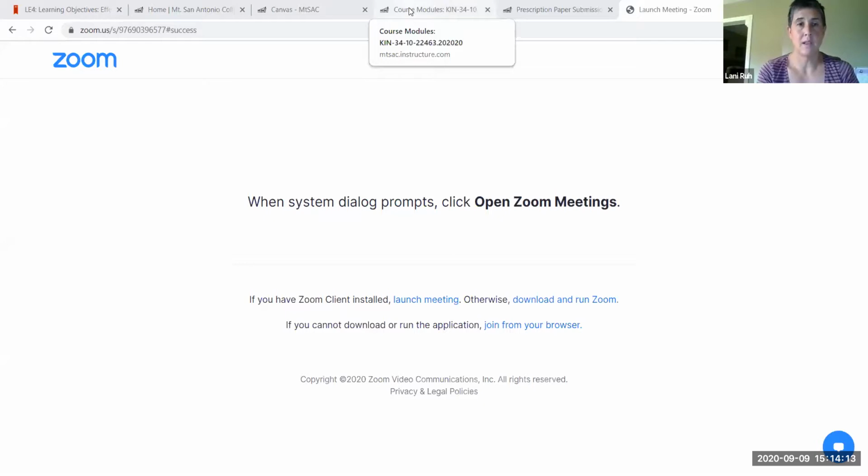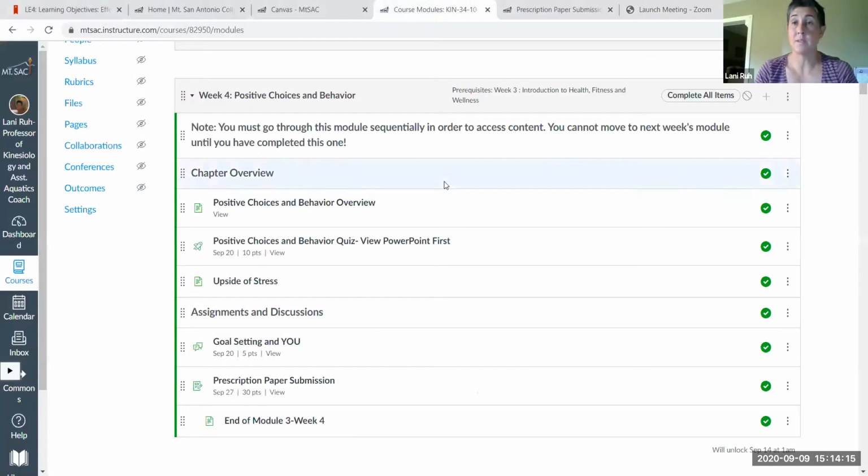First off, what we're going to talk about this week is behavioral choices, positive behavioral choices, and how we change our behavior. So that's basically what we're talking about this week, how to set goals and how to stick to those goals. We're talking a lot about motivation and self-efficacy this week. So as you go through your module, you'll see there's positive choices and behavior. We will have a PowerPoint in there. I'm currently working on modifying it, so that'll be up probably after you see this video. It'll be done before you see this.